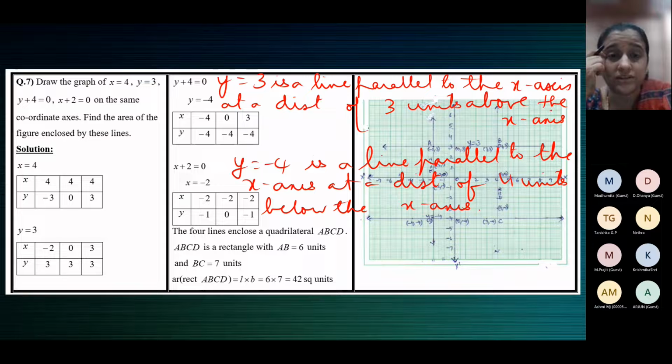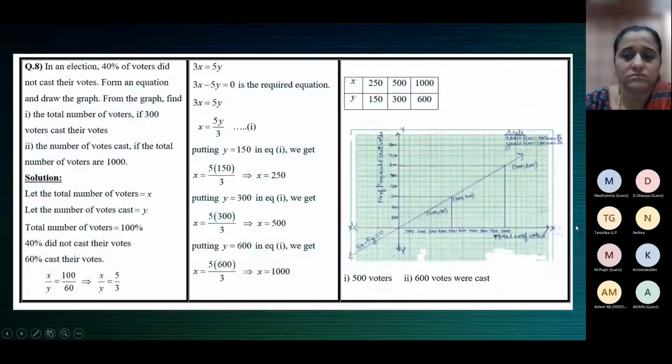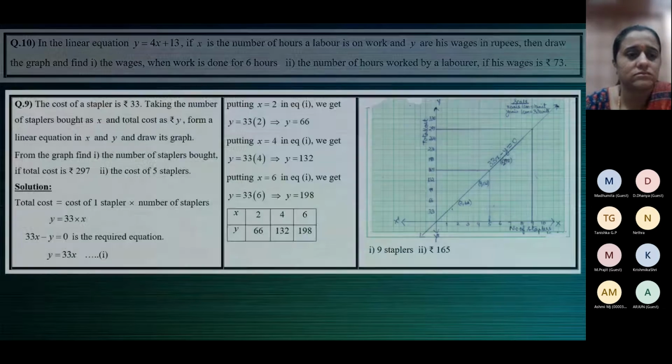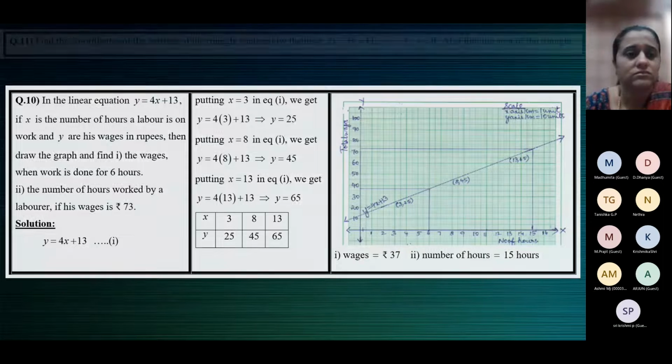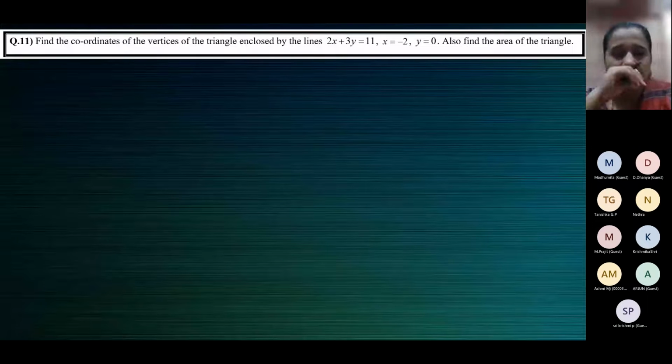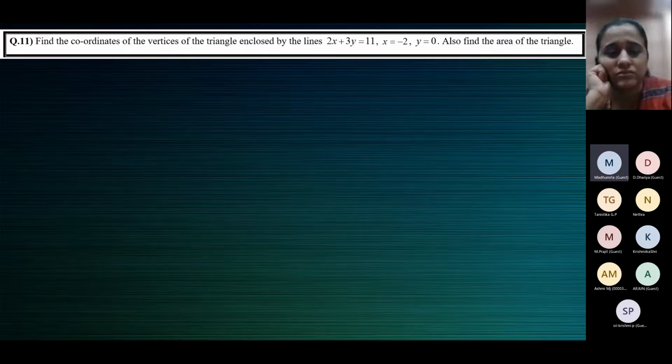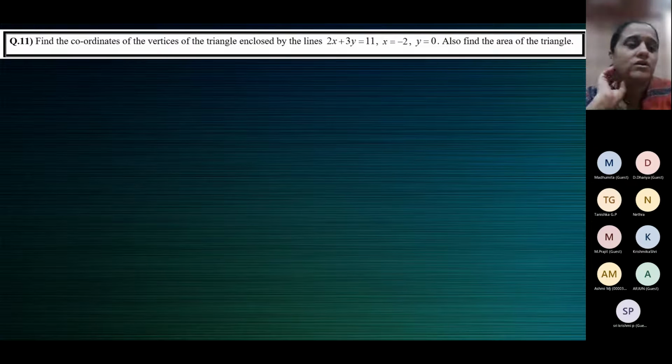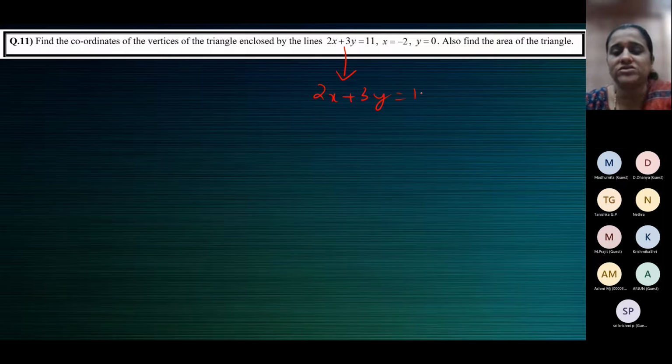I hope all of you finished writing this. Yes, ma'am. I think this is the last one. This is the 4th one. Okay, so this one. Now tell me, children, for this you'll have to make the table. 2x plus 3y is equal to 11. What's the value of c? Tell me quickly. -11, ma'am. Minus 11.